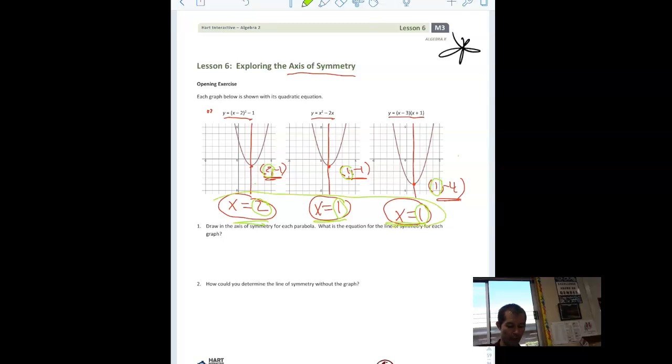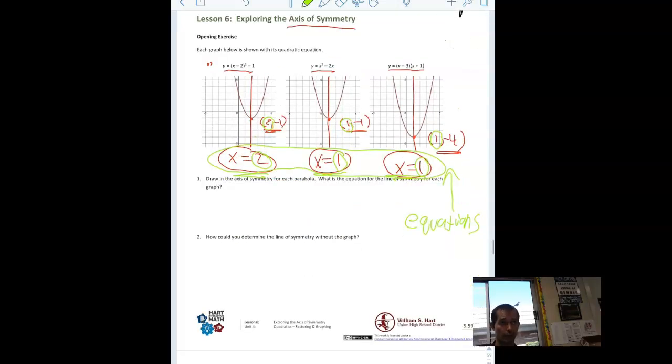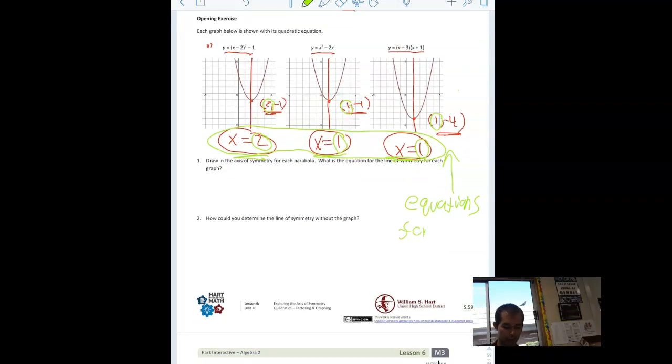All 3 of these equations, here, here, and here, what are all of those? I'm going to group them all at once. All of those equations are what? Those are all the equations for the axis of symmetry. Okay?